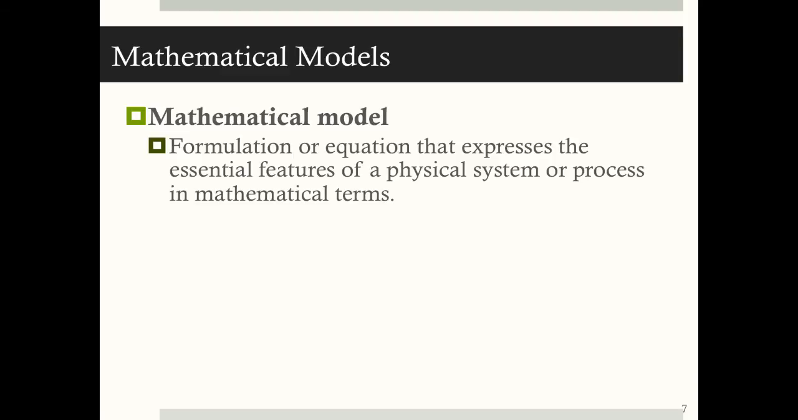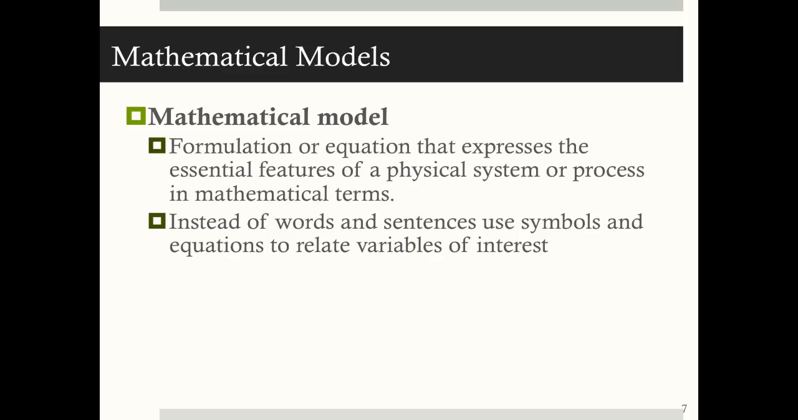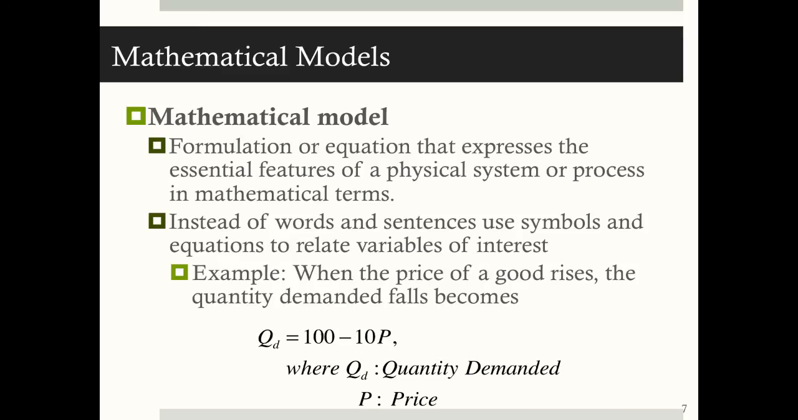So again, a mathematical model. A mathematical model is just a formulation or an equation. It expresses the essential features of a physical system, an economy, for example, or a process in math terms. So instead of using letters and words, sentences, we just use symbols and equations. So in a very general sense, a mathematical model is just represented by a set of equations that relate variables we're interested in a certain way.